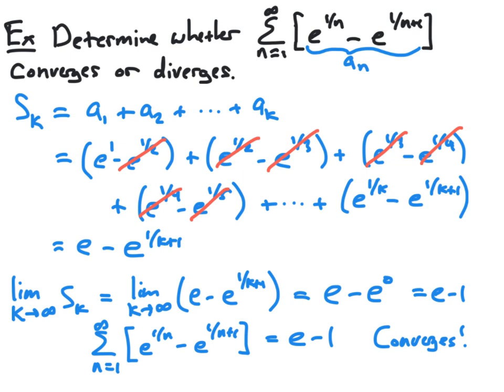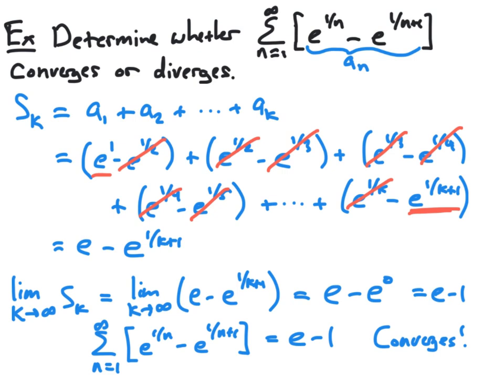And jumping to the end, the positive e to the 1 over k will cancel with the negative e to the 1 over k that will appear in the previous term. And so once we have all of this, everything collapsing, we see that we have only 2 terms remaining, e to the first power, which is just e, and negative e to the 1 over k plus 1. And so e minus e to the 1 over k plus 1 is our formula for S sub k.